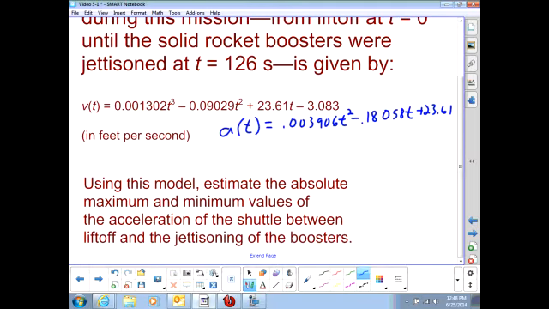If we want to find the max or the min of the acceleration, we need to look at its derivative. So we'll call it a prime of t. We talked about a little earlier in the year that the derivative of the acceleration is actually the jerk. When we take this derivative, we'll end up getting 0.007812 t minus 0.18058.